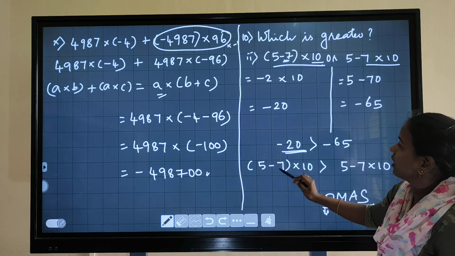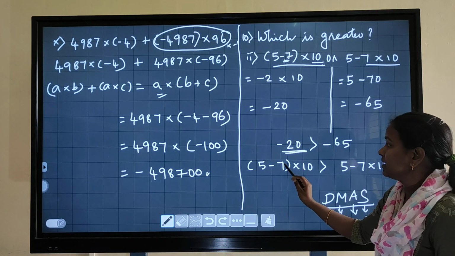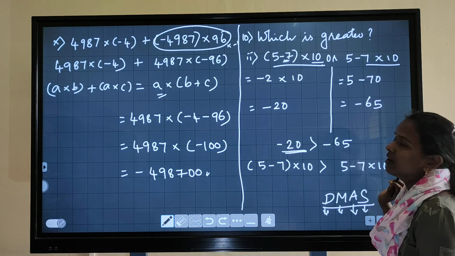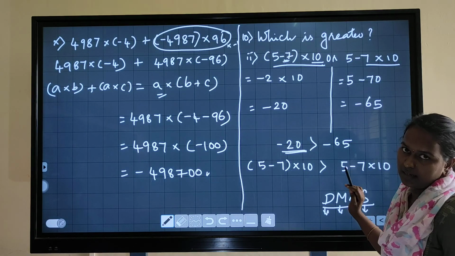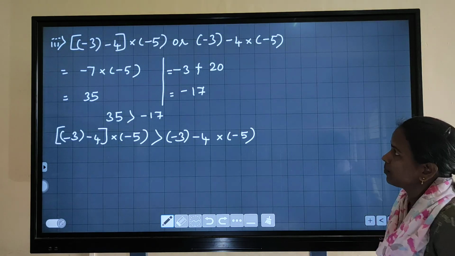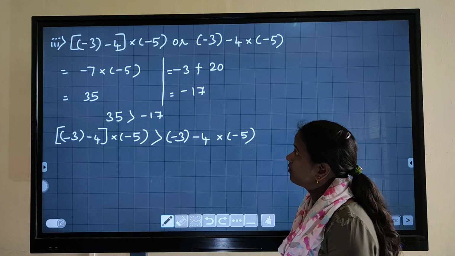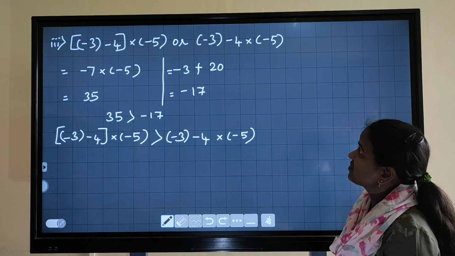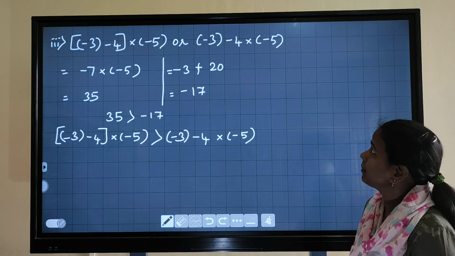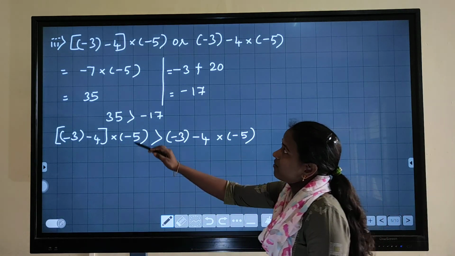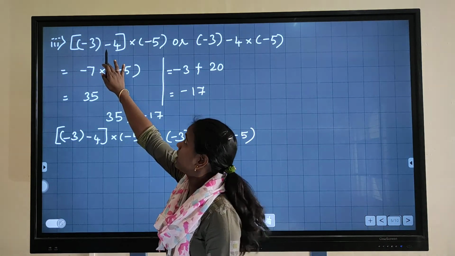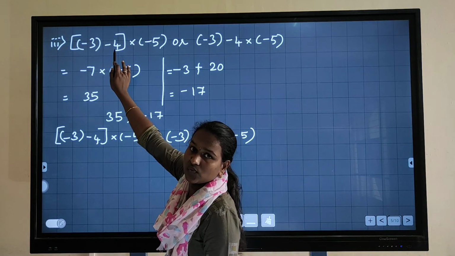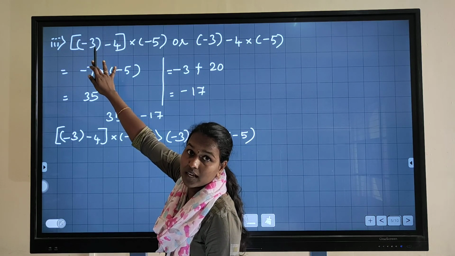From this number, I have to write minus 5 minus 7 multiplied by 10 is greater than 5 minus 7 multiplied by 10. Same way, you have to solve the next sum. That is minus 3 minus 4 multiplied by minus 5. So same way, first you have to solve the sum given inside the bracket. So minus 3 minus 4. So you have to add and put the negative sign.